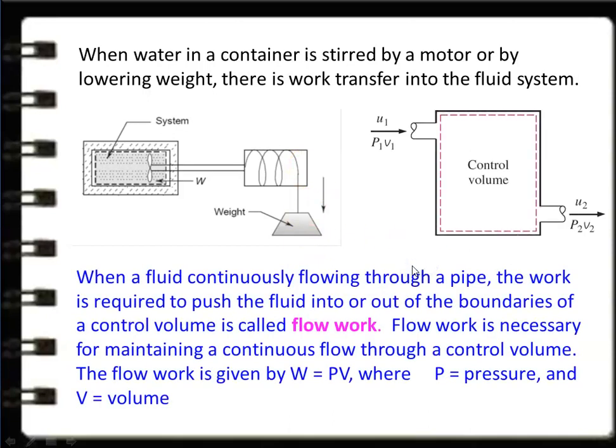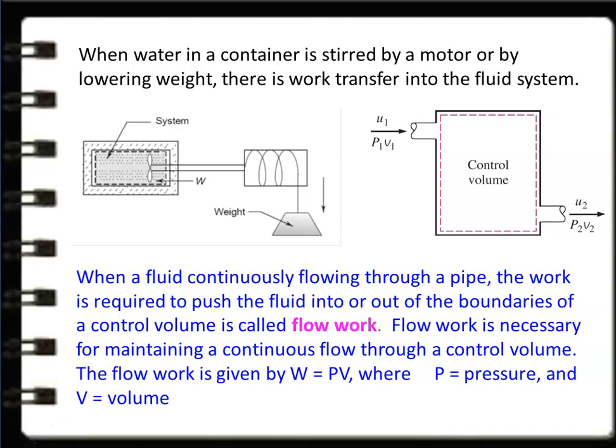And this is called flow work. When the fluid is flowing through a system, some force is required for pushing the fluid. That work is called flow work. When the fluid is continuously flowing through a pipeline, the work required to push the fluid into or out of the boundary of the control volume is called flow work. The flow work is necessary for maintaining a continuous flow through a control volume. The flow work is given by W equal to P into V, where P is the pressure and V is the volume. So P into V is the flow work. These are the other forms of work transfer.